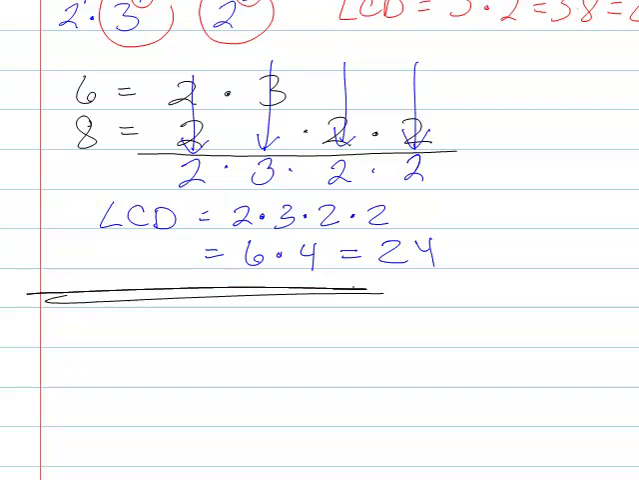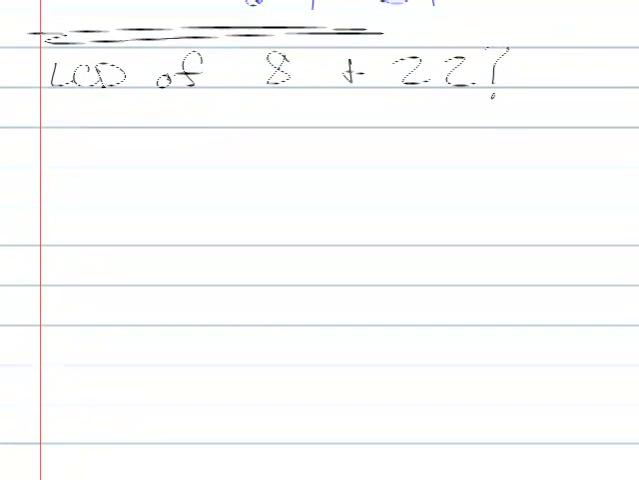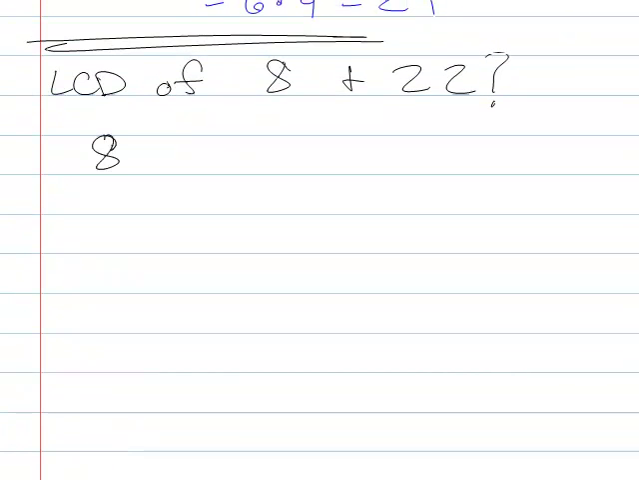Let's just look at LCDs and not worry about fractions. So what's the LCD of 8 and 22? Now, I don't really like doing it the exponent way. I like doing it the line up numbers way because it's funner. So we're going to do it that way. I'm going to factor 8: 2 and 4, 2 and 2.